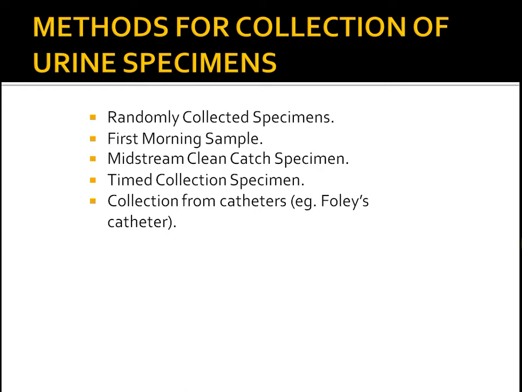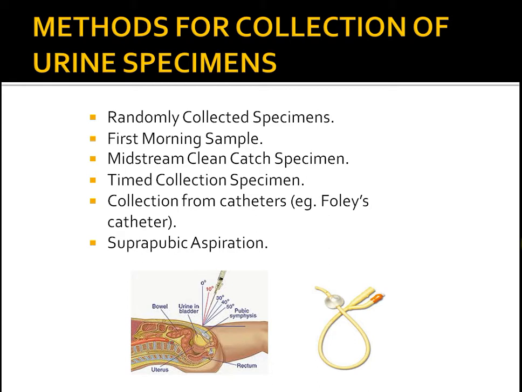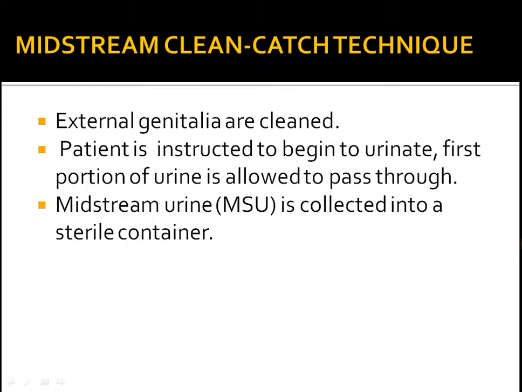Collection from the catheter, for example, the Foley catheter is shown here. Suprapubic aspiration is used when the patient is bedridden. The bladder stimulation technique is used in infants who are not toilet trained, below 2 years of age.